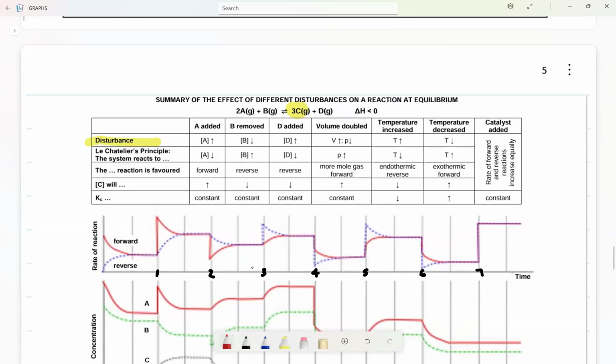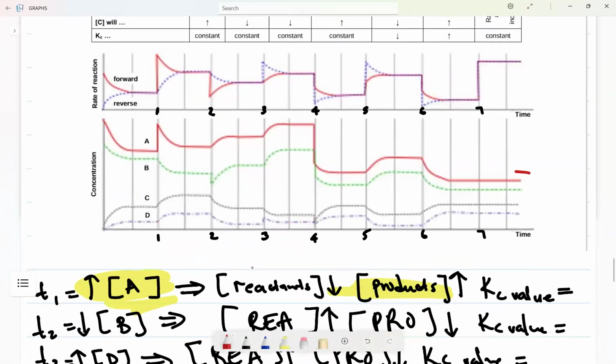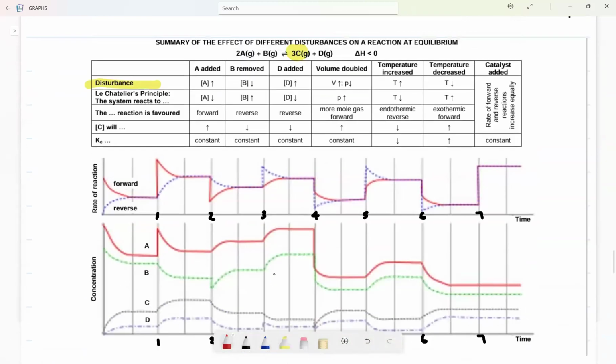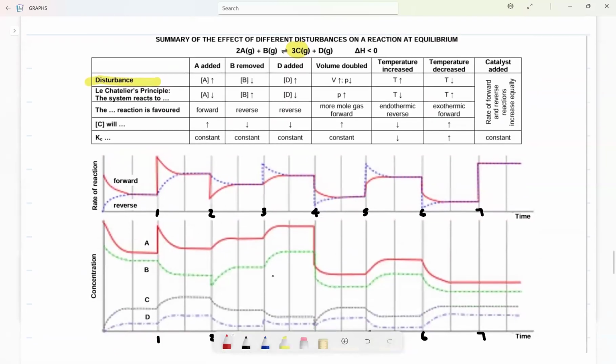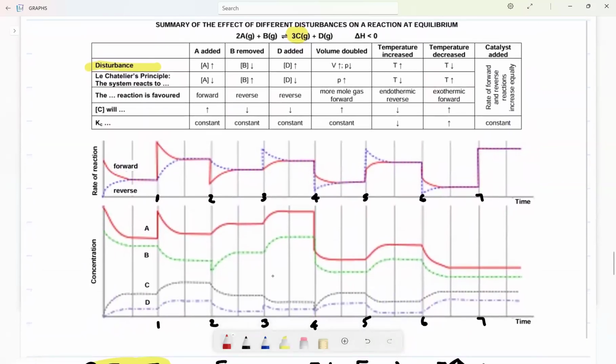Here at time T7, the rates of forward and reverse reaction increase equally. Can you see now the concentration after a catalyst was added is not affected? Yes. So you can screenshot this. Actually, let me do this and give you, maybe you can screenshot this in case you want to use it for future reference, so that you see what happens.